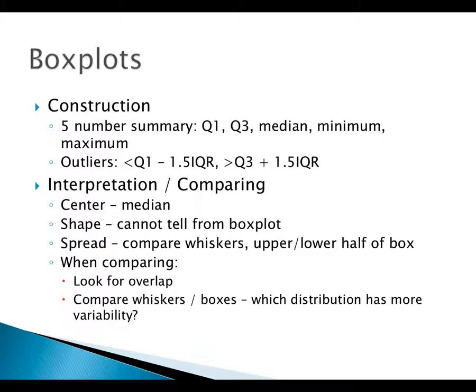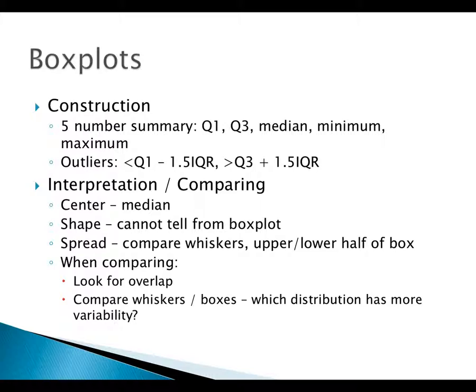Okay, so for box plots, you still have to do CSSU. You technically cannot tell shape from a box plot. So if I ask you to interpret a box plot, I want you to give your best guess to the shape, but say in your interpretation, you cannot tell the shape from a box plot. When talking about spread, I want you to compare the whiskers and the lower and upper half of the box, because that will tell you where the spread is widest versus where the spread is narrowest. If you're comparing box plots, you have to do CSSU. You also have to look for overlap.